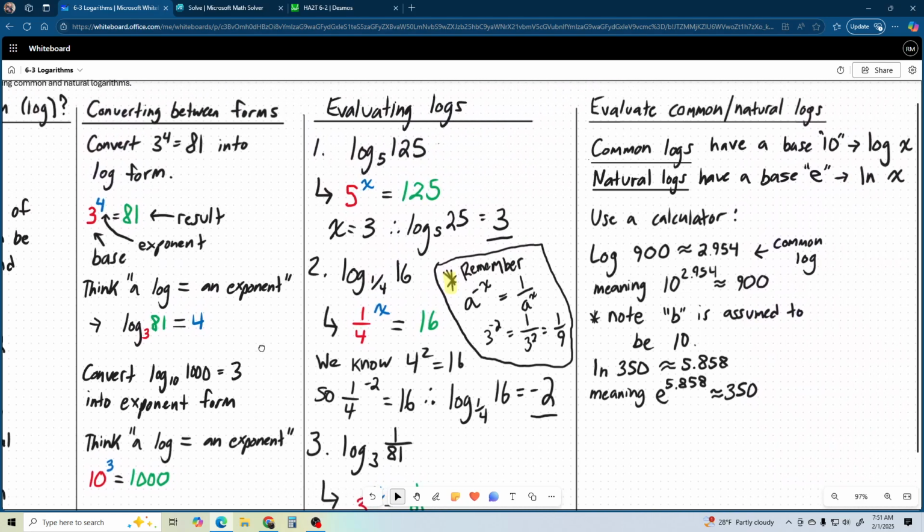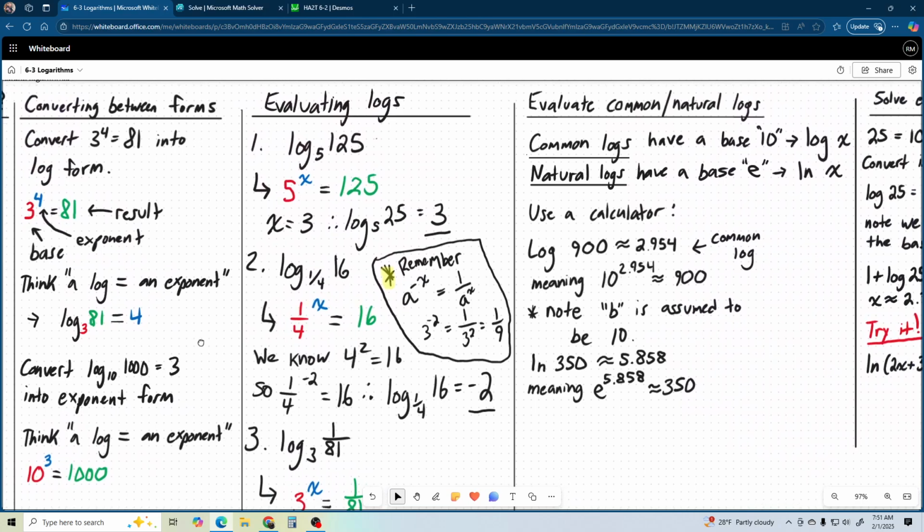Okay. So converting between forms. Now we talked a little bit about the different forms before, right? So if we convert 3 to the fourth equals 81 into log form, first let's talk about what it means in exponential form. This is saying base 3 to the exponent of 4 equals our result of 81. Right, base 3 to the exponent 4 equals 81, and 81 is our result.